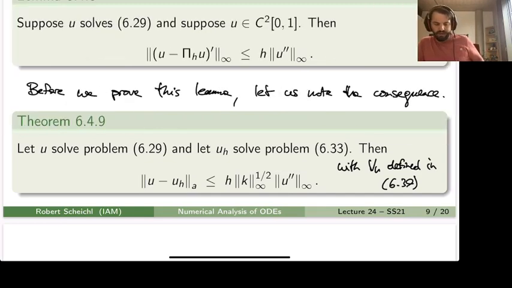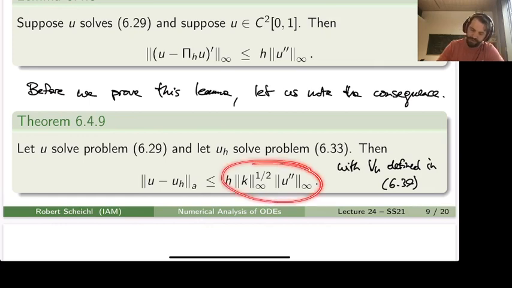Then U minus UH in the energy norm is less than or equal to H times the square root of the infinity norm of the coefficient K, times the infinity norm of the second derivative of U. So as H goes to 0, we see that the error goes to 0, because these two things are assumed to be bounded. Okay, so let's first prove this consequence.